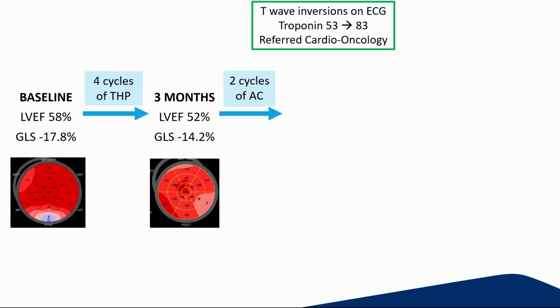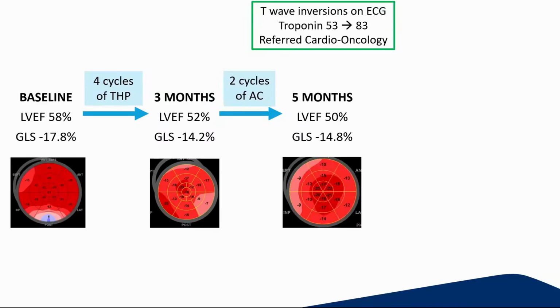And what happened was that, as you saw before, there were T-wave inversions, troponin was elevated, and the patient was referred to us for further evaluation. So the question is at this point, what do we do, be it if you're a cardiologist or if you're a cardio-oncologist? So this was the echo that was done prior to referral to us.